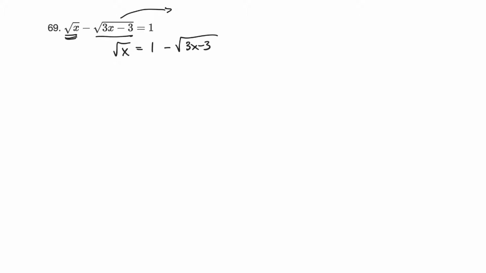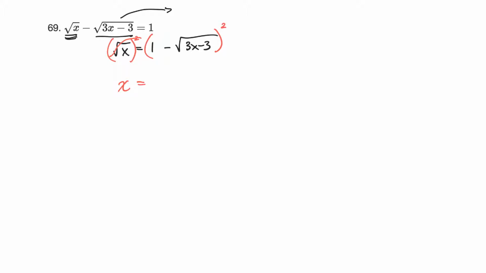Okay, I've isolated. Now I'll use a square principle to get rid of this first radical. So I'll square this. When I do that, the square cancels the square root. I'm left with x. Whew, that was fun. But the other side, a little more daunting. So I need to take this and I need to square it.